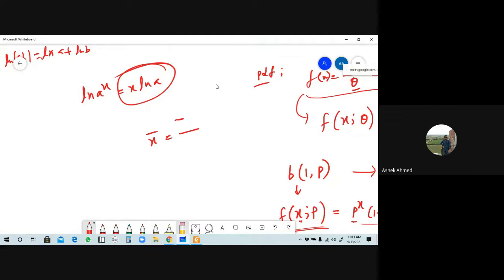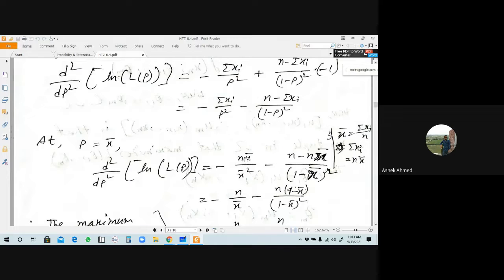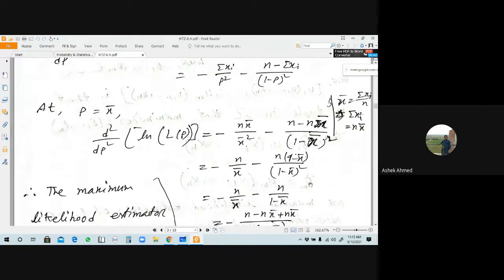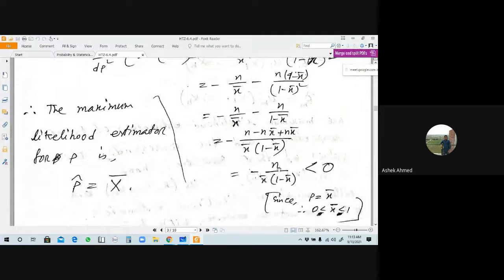X bar means summation of xi by n. From here we can say that the summation of xi will be n into x bar. In that line you can apply the value of summation of xi as n into x bar. After substituting both results here, if you calculate, then the result will be minus n by x bar into 1 minus x bar.